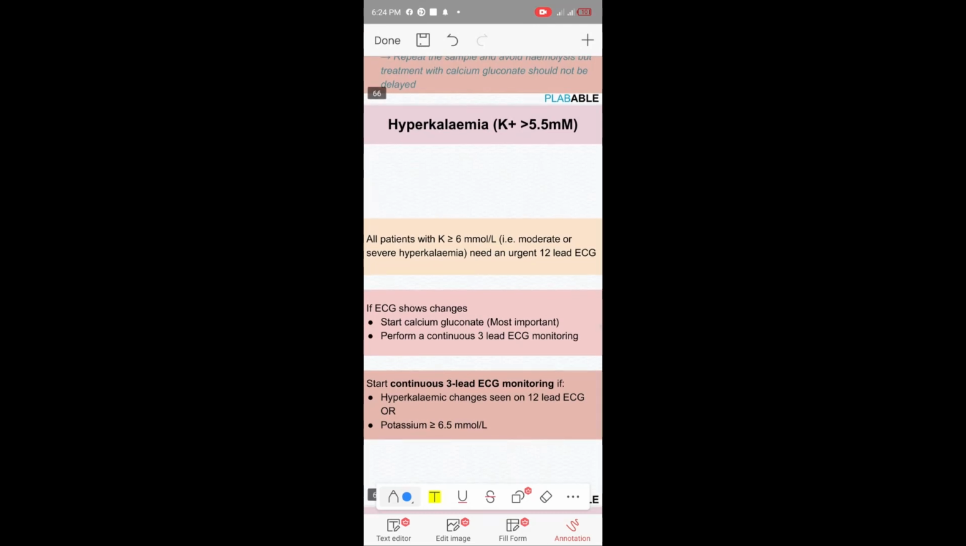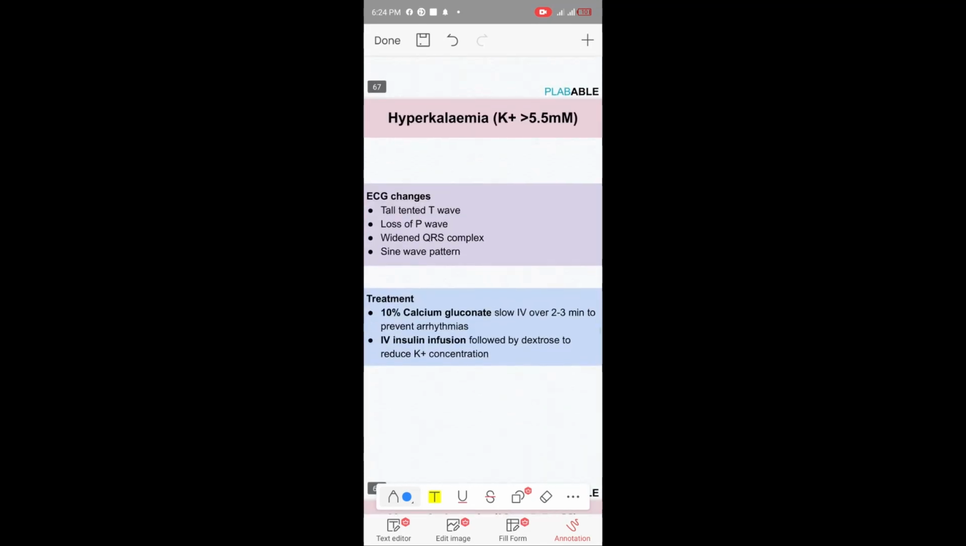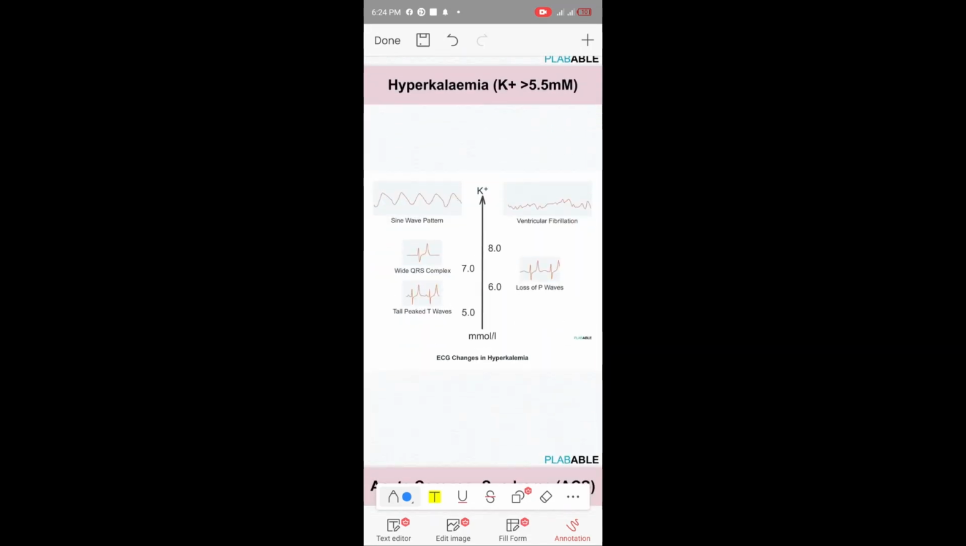Calcium gluconate is not going to lower your potassium. Insulin and Ventolin are going to lower the potassium in your blood. But as insulin takes time to act, calcium gluconate, a membrane stabilizing agent, is given first. This is what I have already told you: calcium gluconate, and you give IV insulin. Otherwise this can go into ventricular fibrillation and VT.